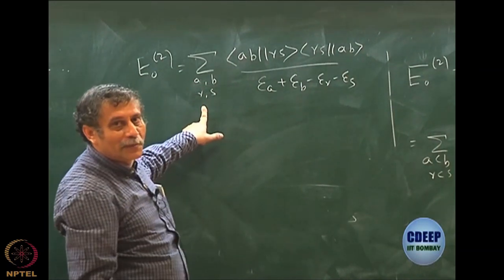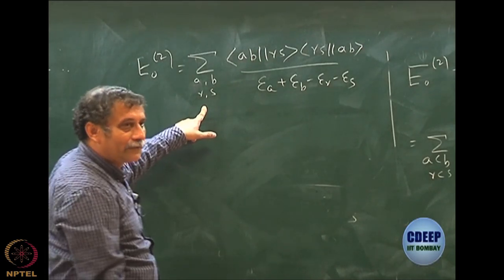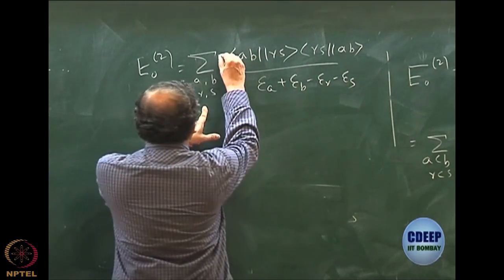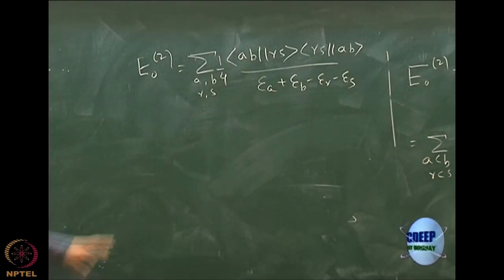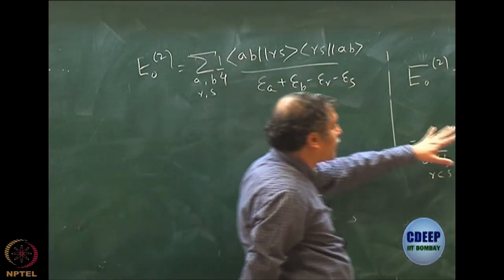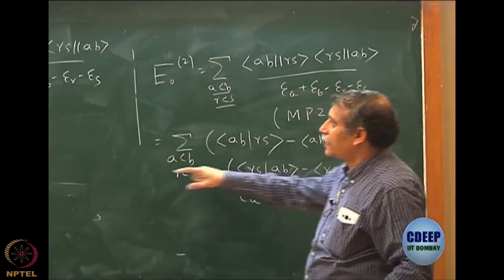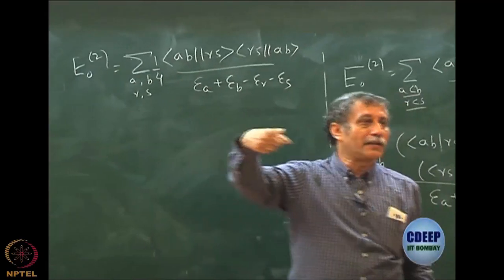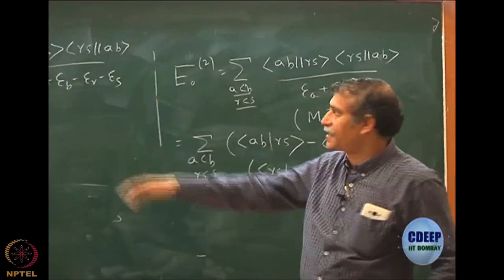So what will you do to make it correct? Multiply by half, just half. Half into half, 1 by 4. So first write this expression as 1 by 4, then try to do this, because a lot of simplifications will come if I sum over all AB, all RS. Please do this again as an at-home exercise.